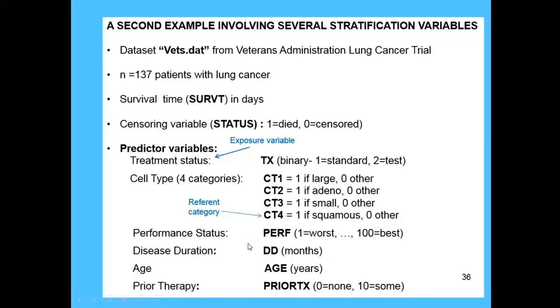Another one is performance status, which has to do with how they carry on daily activities. They get a score from 1 to 100, depending on how easy it is for them to perform daily activities in terms of walking, dealing with diet, eating, digesting food, and stuff like that. The disease duration is another variable. Their age in years is another one, and whether they've had prior therapy or not. Yes or no, none or some. These are all predictive variables. So here's a model that involves a whole bunch of variables.